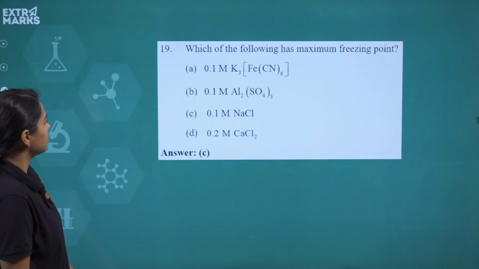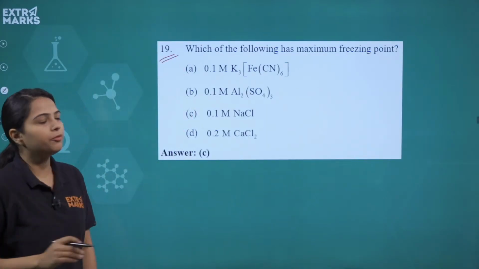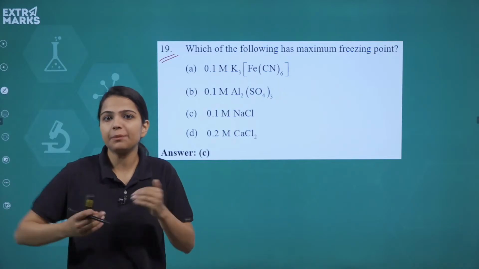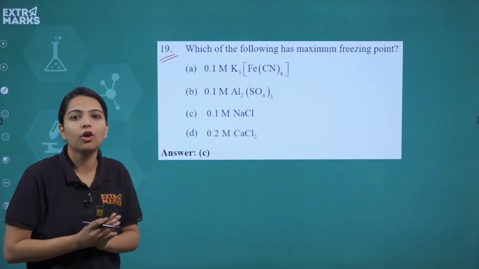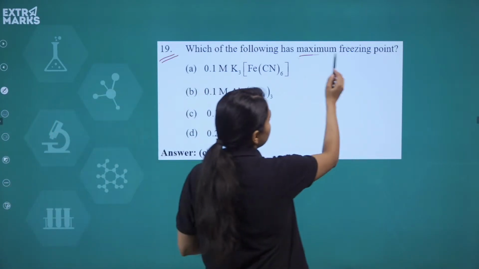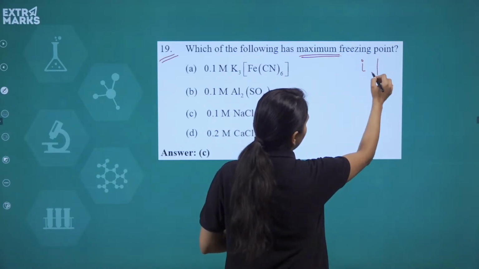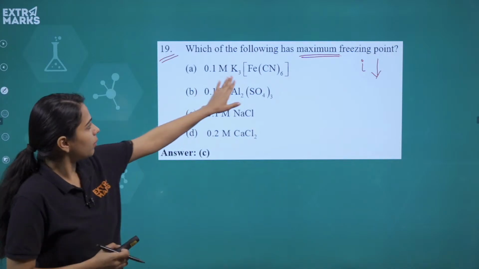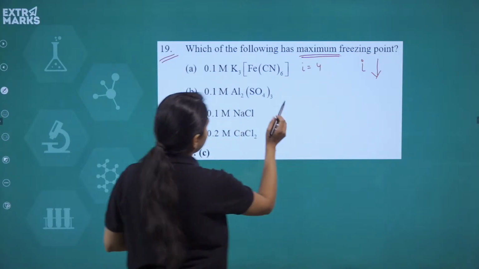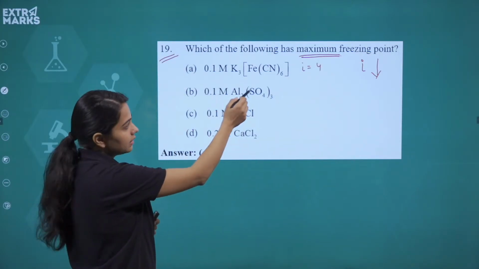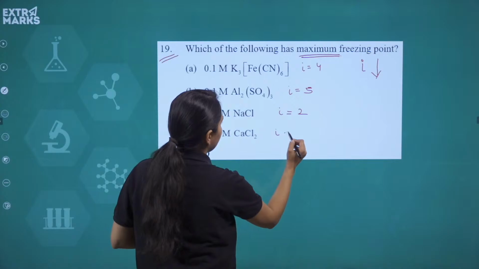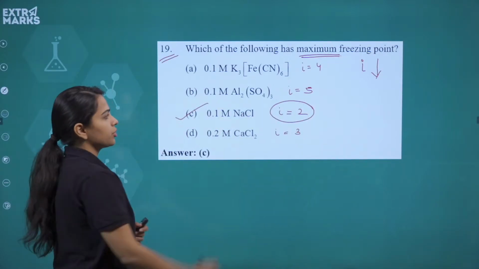Alright, next question number 19. Which of the following has maximum freezing point? See, the colligative property is depression in freezing point. The more the value of Van 't Hoff factor, the lower the freezing point. So over here, if I want to find the maximum freezing point, that means the value of Van 't Hoff factor has to be lowest. Over here, what is the value of Van 't Hoff factor? 3 potassium ions and 1 complex, so the value of i is going to be 4 here. Aluminium sulfate, 2 aluminium ions, 3 sulfate ions, and over here i is going to be 5. i will be 2 here, i will be 3 here. So the minimum value of i is over here. So the answer is option C.